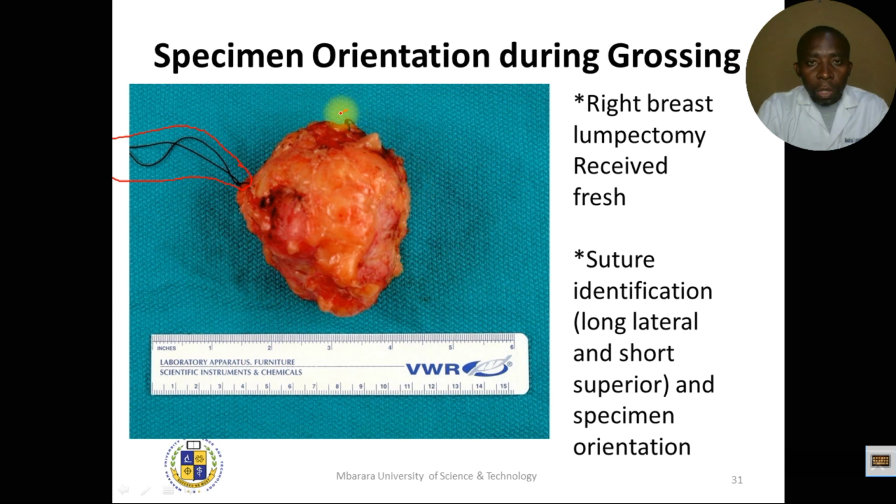So we have a short suture here, which is indicating to us that this is the superior side of our tissue. So once we receive a tissue with such markings on our board at the grossing station, we must also orient it in its anatomical position. So here we can do the grossing very well.